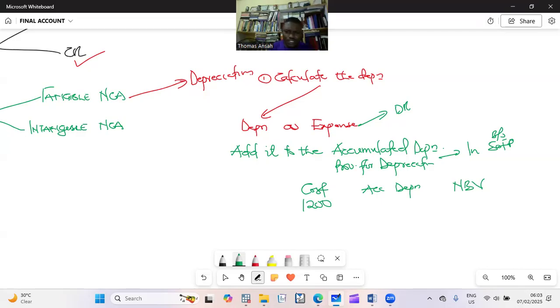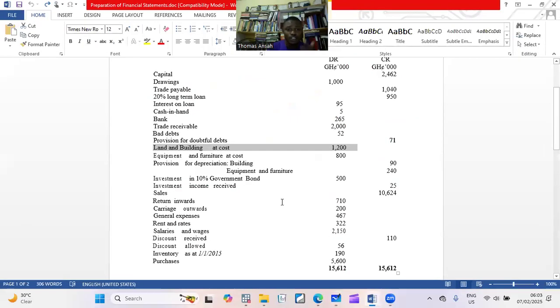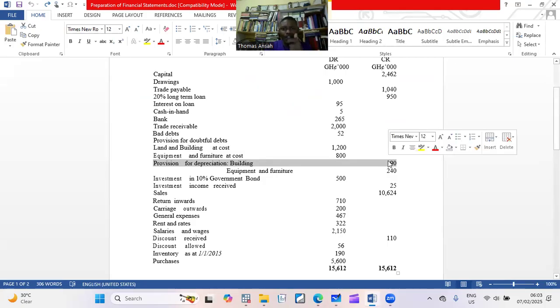So it means that you go to the trial balance. When you go to the trial balance, you already see a provision for depreciation or accumulated depreciation. For the building, it is what? 90. Ask yourself, why are they saying only building, not the land? Because we don't depreciate land. So this is 90, and you see it's a credit.